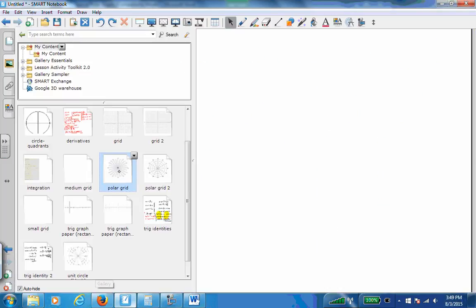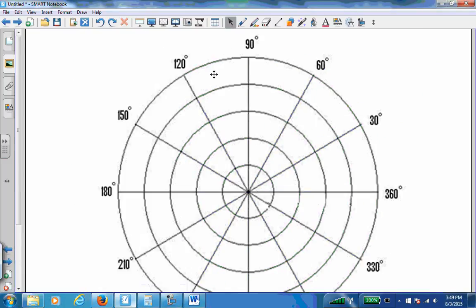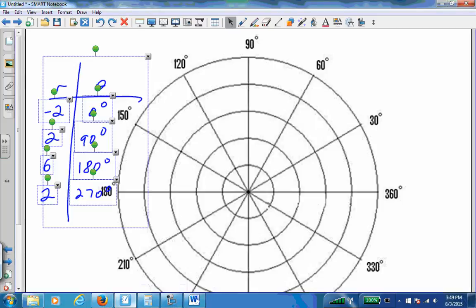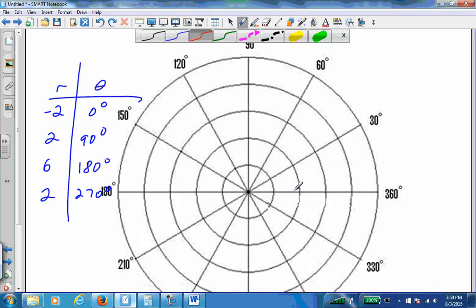So if we graph this, then at 0 degrees, we go -2 units, which means in 0 degrees, we go away from 0 2 units, which away from 0 would be towards 180, 2 units. Then in the direction of 90, we go 2 units. In the direction of 180, we actually go 6 units, which would be out to here. In the direction of 270, we go 2.